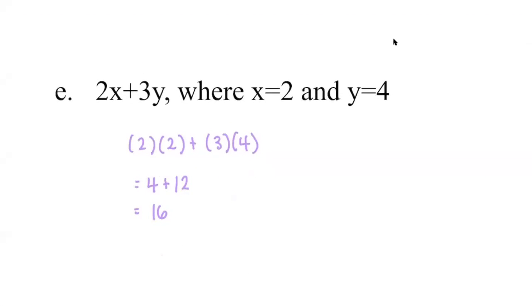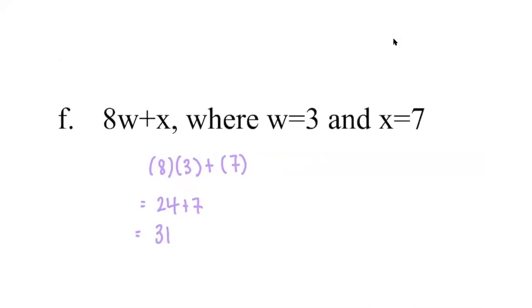Okay, now we have double variable expressions. So you're given 2x plus 3y, where x equals 2 and y equals 4. So you're going to plug in 2 right here, y equals 4 right here. Write it out, 2 times 2, 3 times 4. So you have 2 times 2 is 4, 3 times 4 is 12. Add them together and you get 16.